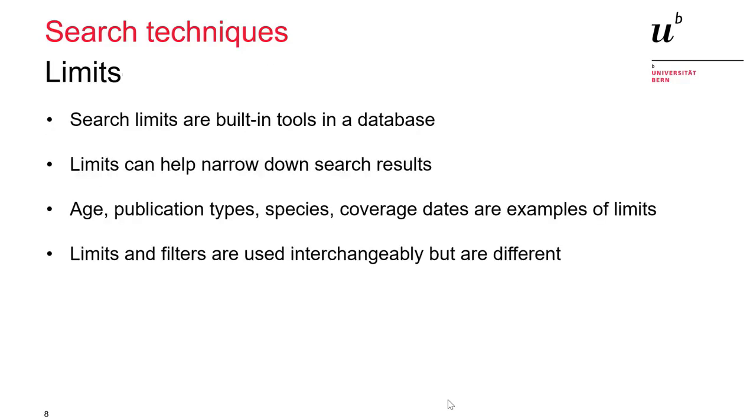Search limits are built-in tools in a database. I showed you some of these during the PubMed video. They can be used to narrow down your search results and can include such things as age, publication types, or coverage dates. Limits and filters are usually talked about interchangeably, but are different. Limits are provided by the database you're searching in. Filters have been built by professional searchers as a way to narrow down their search results and find only the articles they're looking for, and are not provided by the database you're working in, but found outside of it.